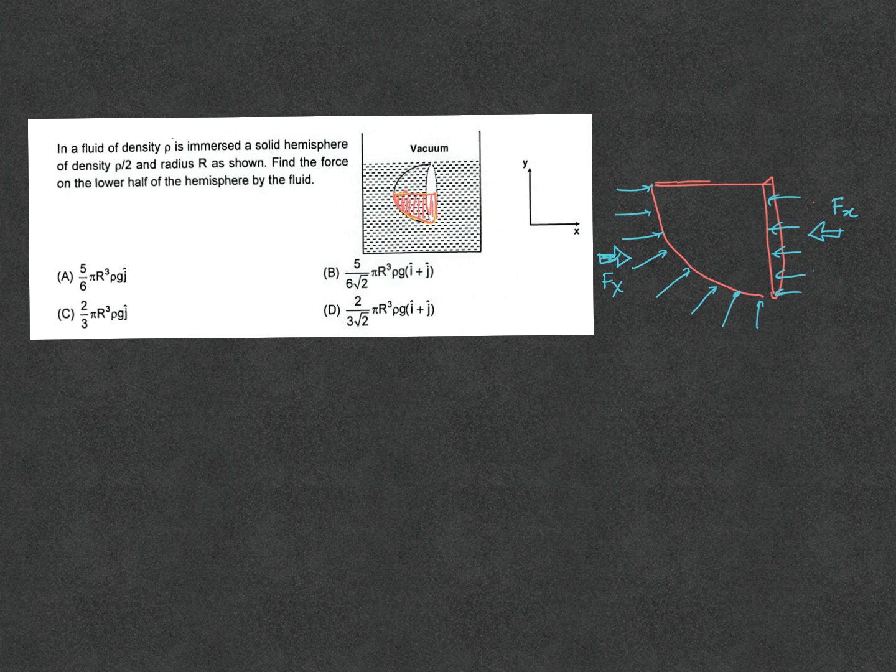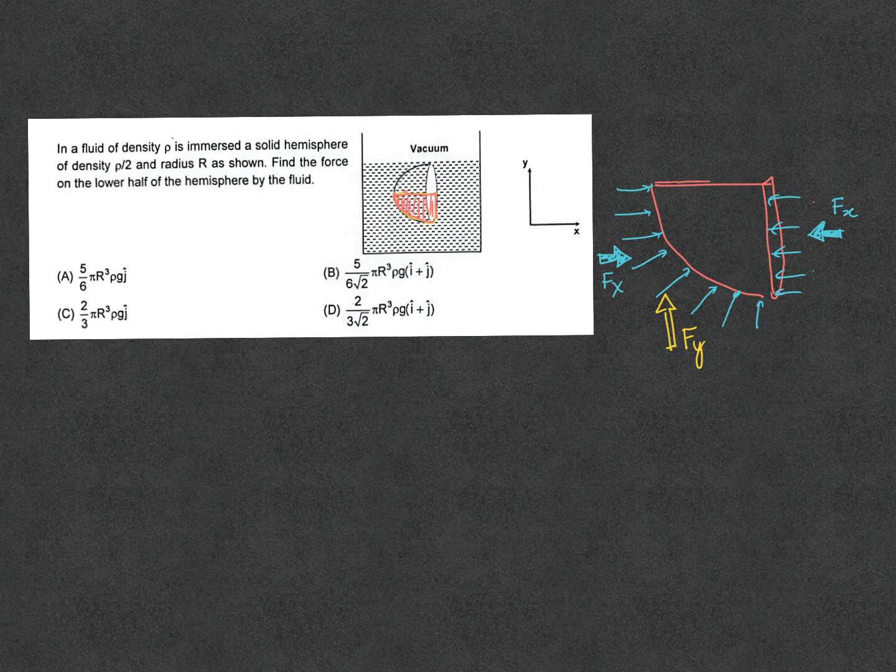However, this Fx, I mean, Fx for the left side is the x component of the net force on this curved surface. And for the right side, Fx is actually the net force on this flat surface, that is having only the x component, so no y component as such. So that means ultimately you have to find out this Fy, that means the y force, the vertical force on this lower half of the hemisphere.